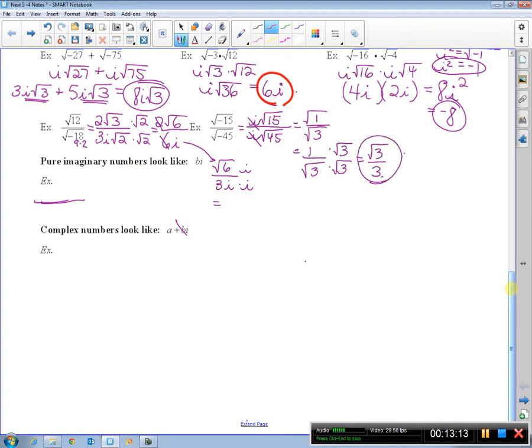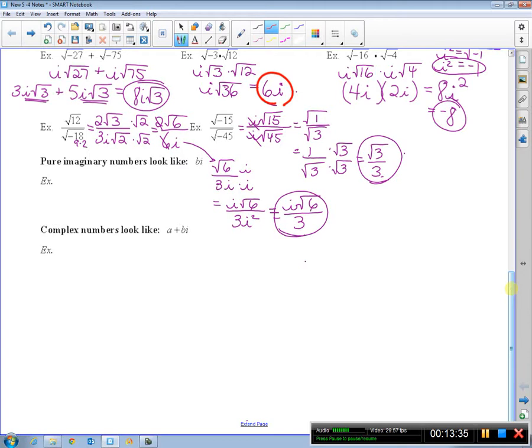All right, let's do this last one. i radical 6 over 3i squared. And what does i squared equal? i squared is negative 1. So we get a negative 3 as part of our answer, or negative the whole thing.